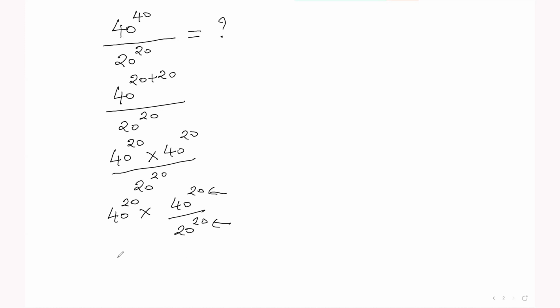So I can write that as 40^20 multiplied by, I can take this common power 20 and write 40 divided by 20, which will be 40^20 multiplied by 40 divided by 20, which is 2^20.